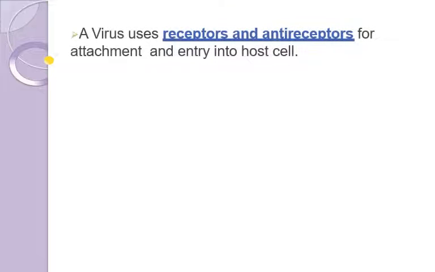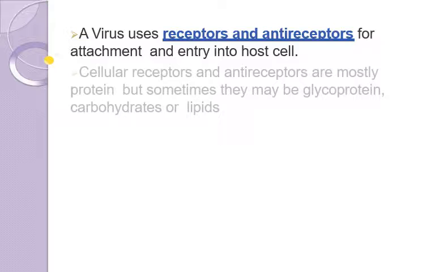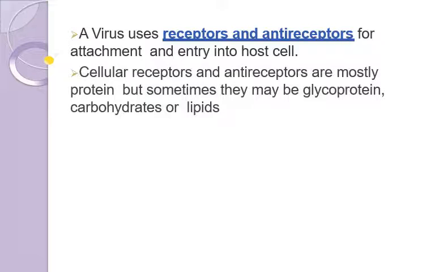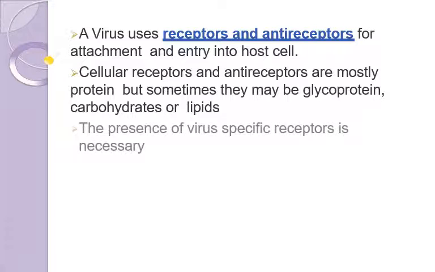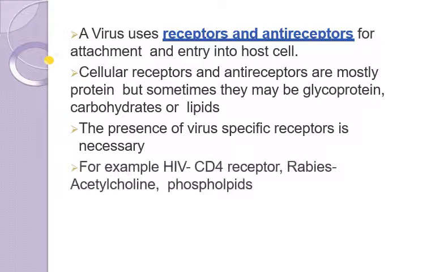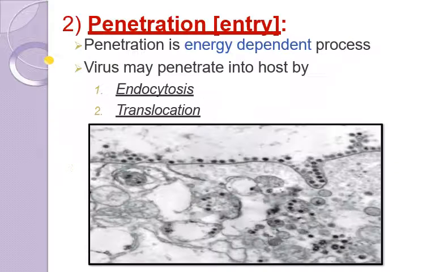A virus uses receptors and antireceptors for attachment and entry into the host cell. Next, cellular receptors and antireceptors are mostly proteins, but sometimes they may be glycoprotein, carbohydrates, or lipids. The presence of virus-specific receptor is necessary in all the cases. For example, HIV has CD4 receptors, rabies has acetylcholine phospholipids.